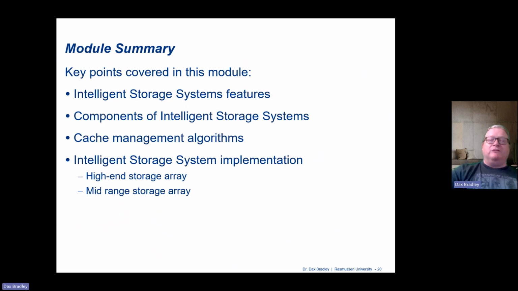So some things that we've covered so far in your refresher are intelligent storage system features, components of intelligent storage systems, cache management algorithms, and intelligent storage system implementation with high-end storage arrays and mid-range storage arrays. If you want more resources on those materials, send me a message and I will provide them for you.